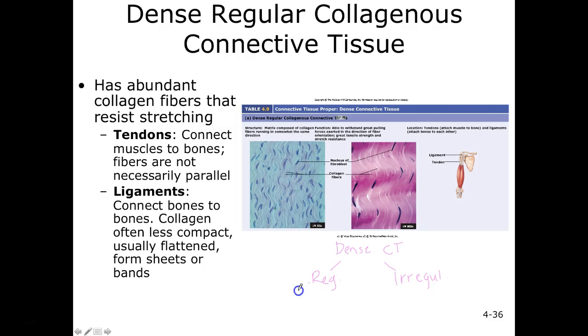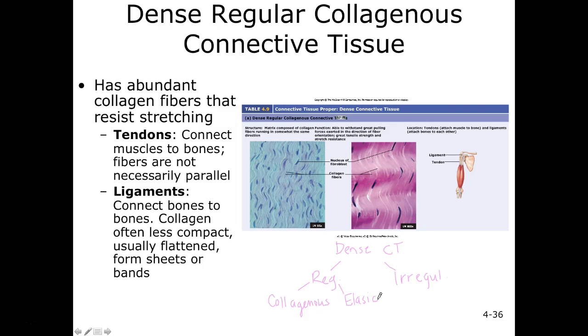Anyway, I won't write it all out. And regular is further subdivided into our collagenous and elastic. That's a little bit more clear, right? Okay, so let's talk about our dense, regular, collagenous connective tissue.